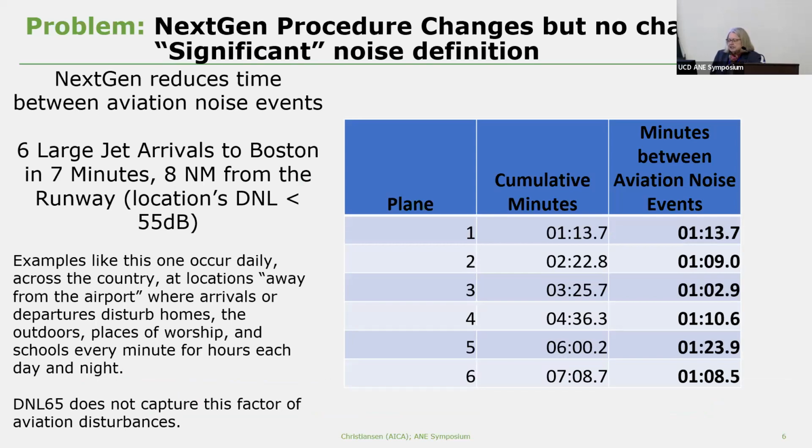The chart on the right shows 6 large jet arrivals to Boston in just 7 minutes. So with the FAA's attempt to increase capacity, it's decreased the time between noise events, which is an effect for locations away from the airport.